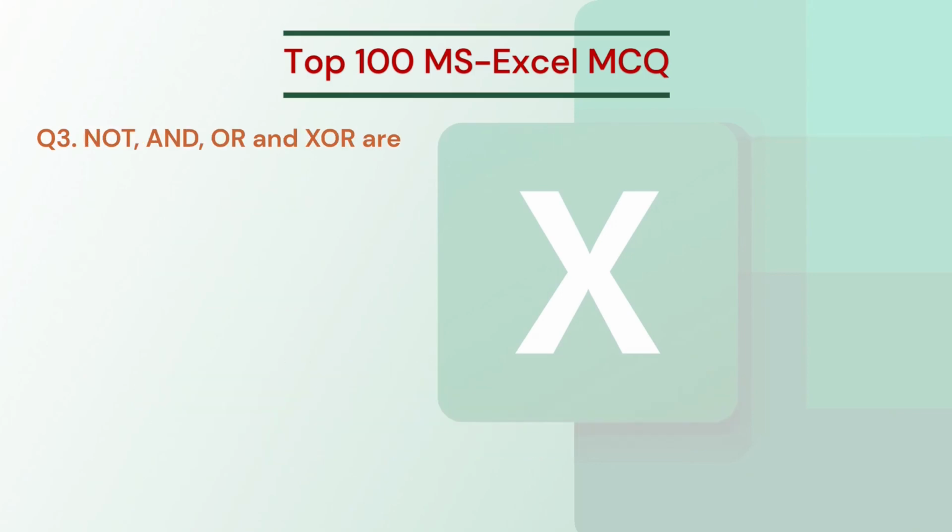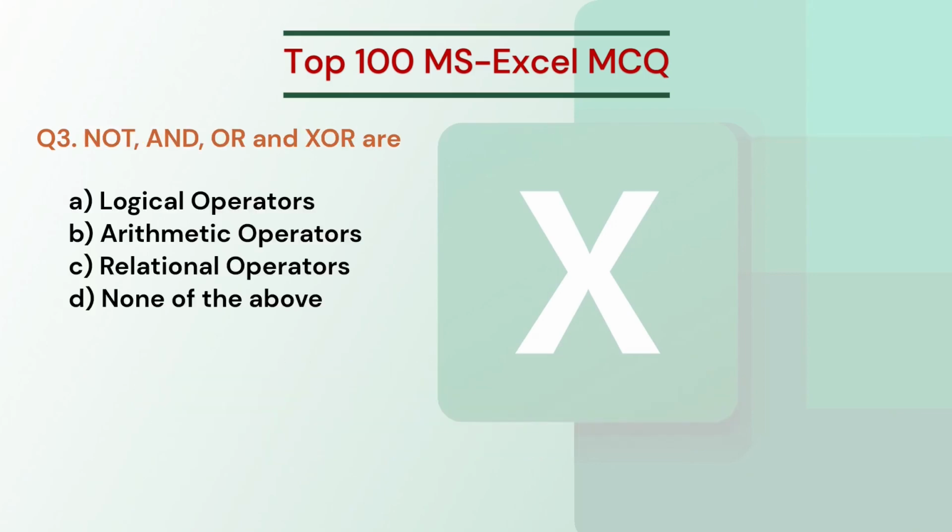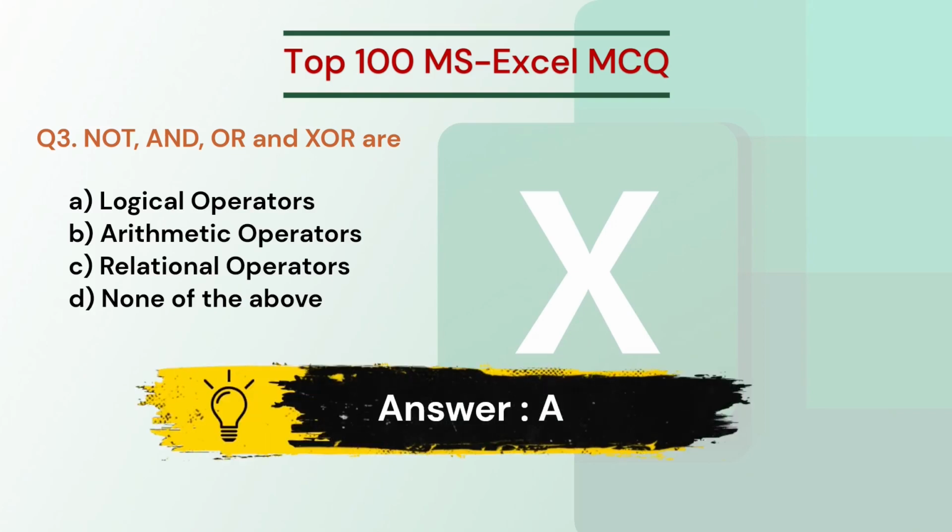NOT, AND, OR, and XOR are called what? A. Logical operators. B. Arithmetic operators. C. Relational operators. D. None of the above. Correct answer is A. Logical operators.